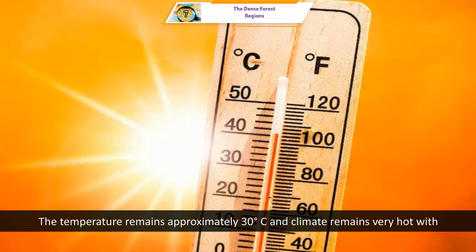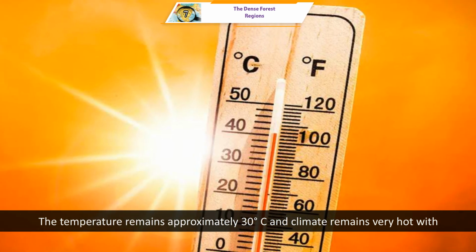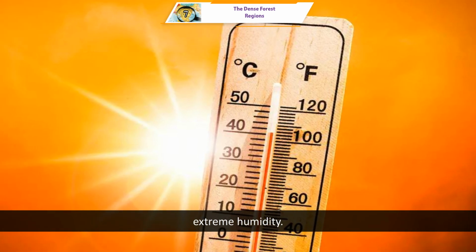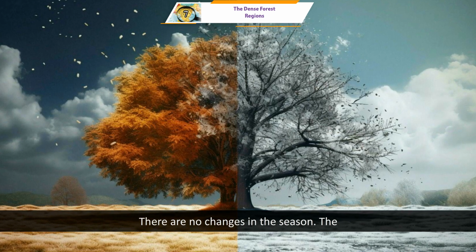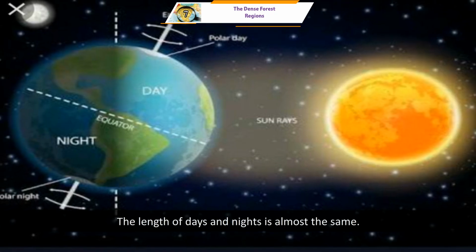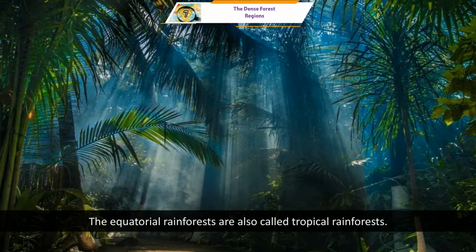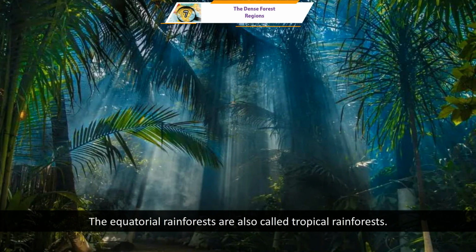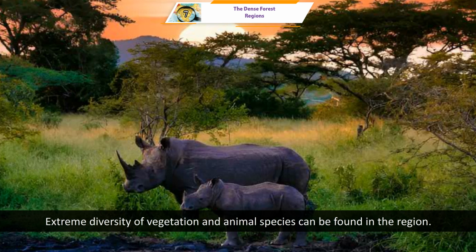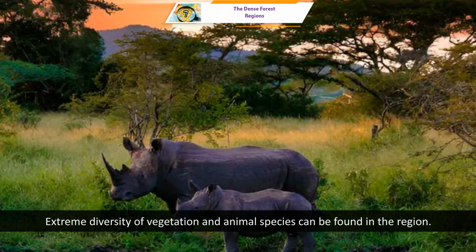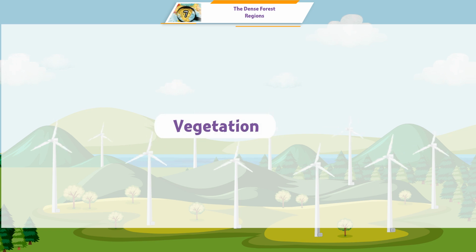The temperature remains approximately 30 degrees C and the climate remains very hot with extreme humidity. There are no changes in the season. The length of days and nights is almost the same. The equatorial rainforests are also called tropical rainforests. Extreme diversity of vegetation and animal species can be found in the region.